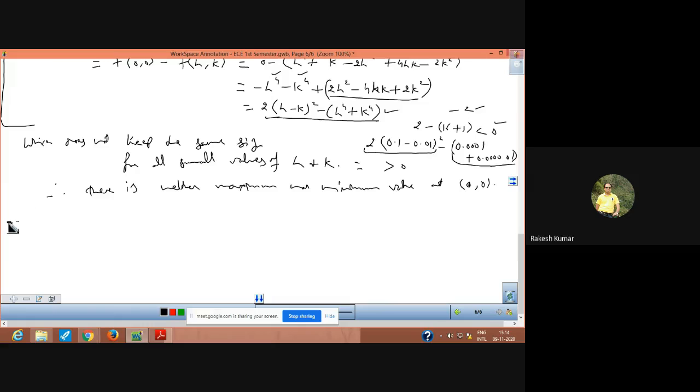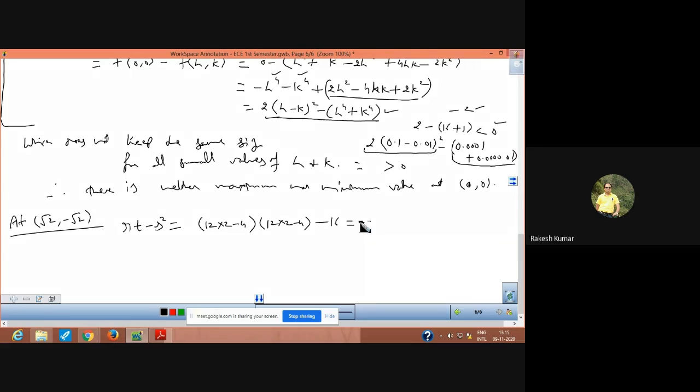Now, the second point we are going to check, that is (square root 2, negative square root 2). And we have to find out rt minus s square. For this it comes out to be 12 into 2 minus 4, 12 into 2 minus 4, and negative 16.